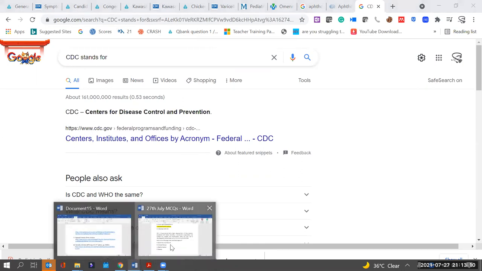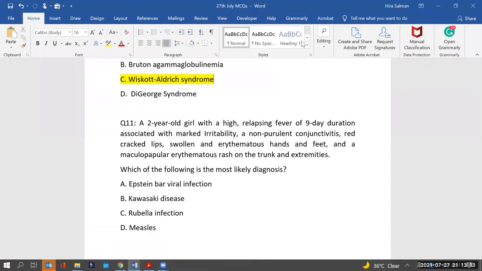Let's go back to the question. Here the question is saying, a two-year-old girl with a high relapsing fever of 9-day duration associated with marked irritability, a non-purulent conjunctivitis is there, and fever is there, red cracked lips. So look for the symptoms. Swelling and erythematous hands and feet, desquamation of the hands and feet, and the maculopapular erythematous rash on the trunk and extremities. Can you recall all these symptoms and the disease? Maculopapular rashes on the trunk, especially the hands and feet swelling, conjunctivitis is there, fever history is there.